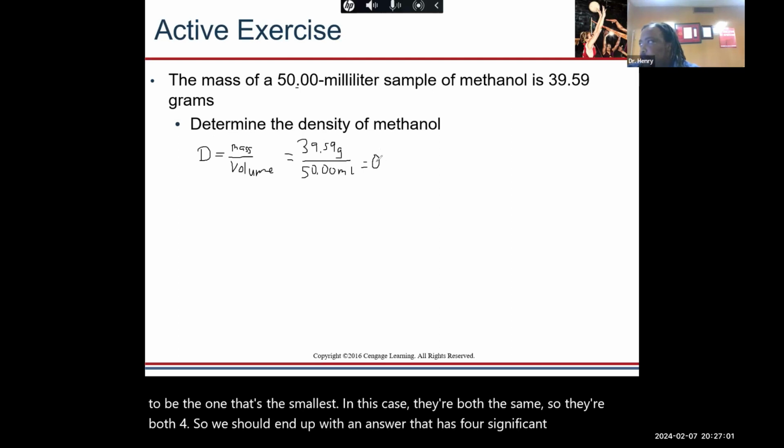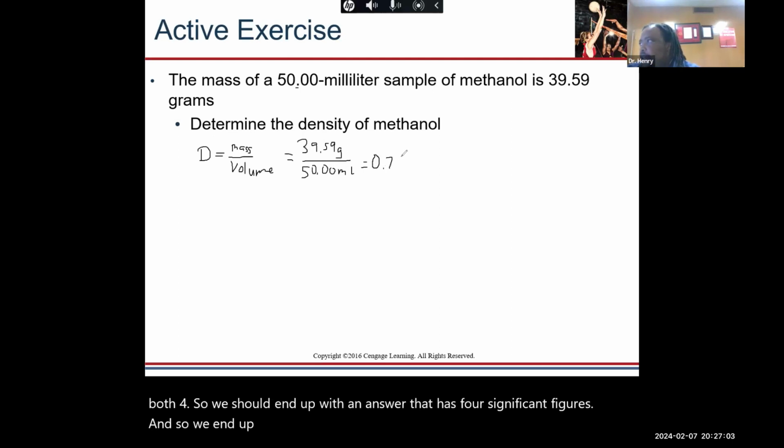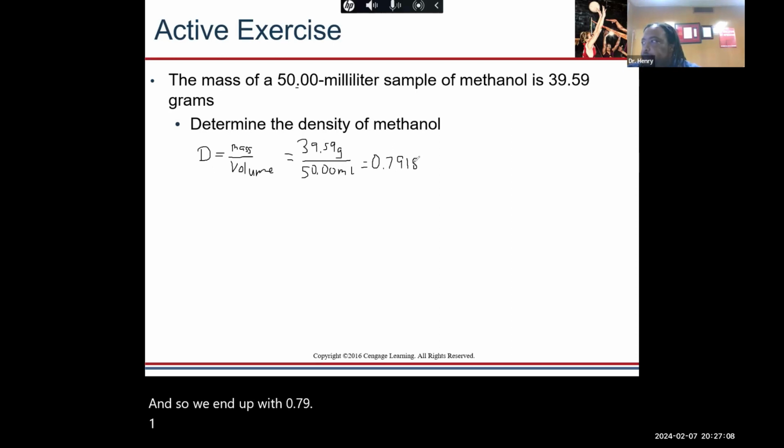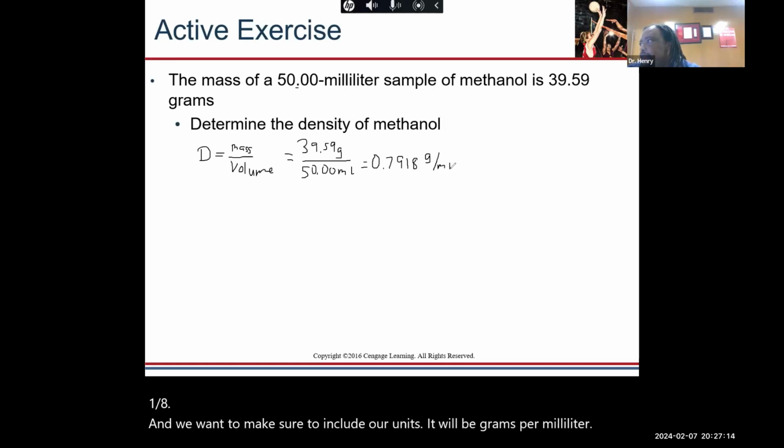And so we end up with 0.7918. And we want to make sure to include our units. It will be grams per milliliter. You guys have to excuse my 3rd grade handwriting.